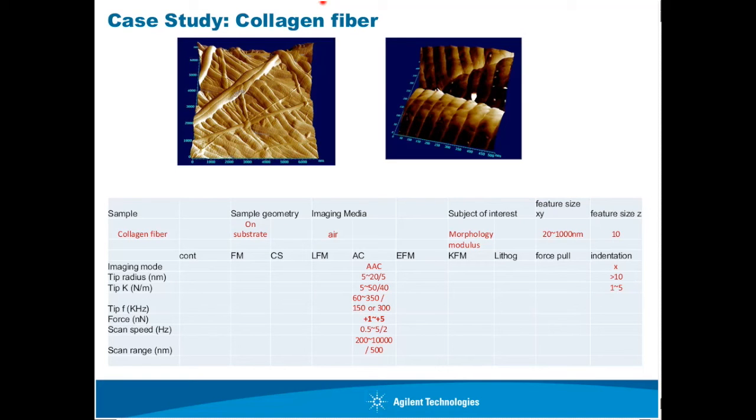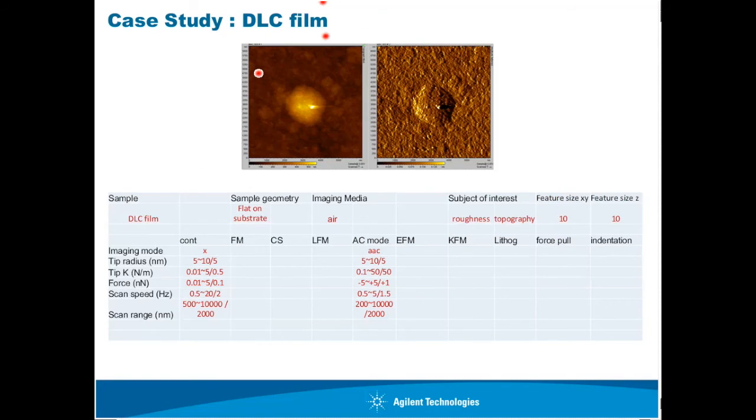Okay, next example. DLC film, diamond-like carbon. This kind of sample is very stiff because it's diamond, and therefore contact mode and AC mode work equally well. The suggested tip radius is 5, using a relatively high 0.5 cantilever. You can scan real fast. Force needs to be low because high force can wear down your tip very quickly.